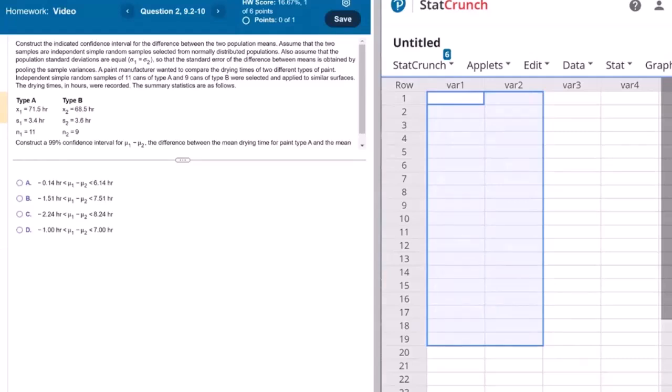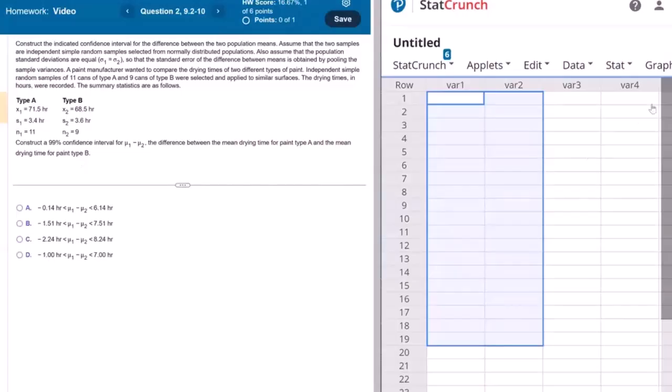A paint manufacturer wanted to compare the drying time of two different types of paint. Independent simple random samples of 11 cans of type A and 9 cans of type B were selected and applied to similar surfaces. We know they're definitely independent because they have different amounts. The drying times in hours were recorded. The summary statistics are as follows. Construct a 99% confidence interval for mu1 minus mu2, the difference between the drying times for paint type A and the drying time for paint type B.